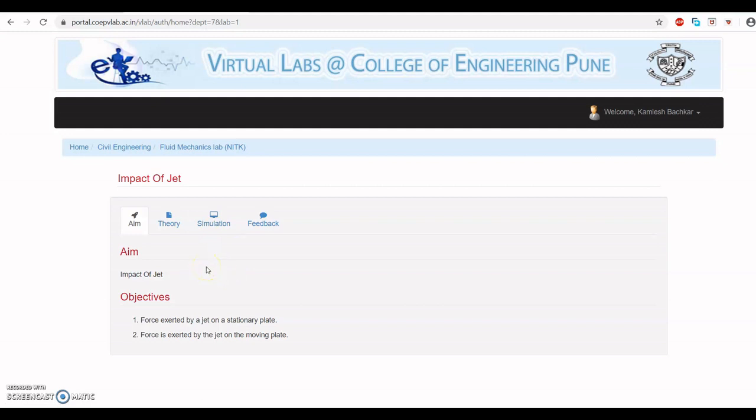So in this lecture, we are going to study this impact of jet experiment. We want to study exactly what approach we must take and in what way we must perform it, and if you want to create a document from it that we can attach to our lab manual, how to do it, right?